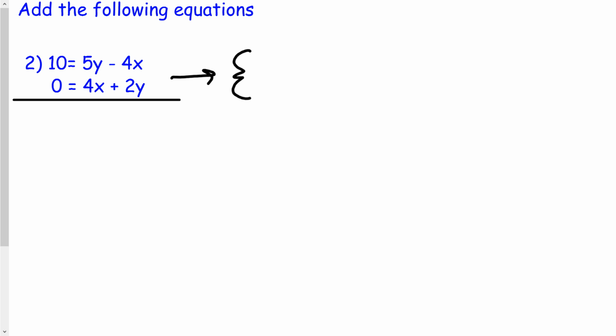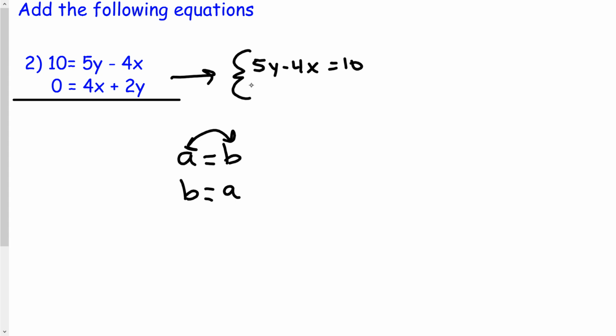I'm going to just rewrite these really quickly. I'm going to use a property I've taught you guys in class. If A equals B, then what does B equal? Well, then B equals A. So basically I can just switch the sides of the equal sign and that's it. So this says 10 equals 5y minus 4x. I can also say that means 5y minus 4x equals 10. Same thing with the bottom one here: 4x plus 2y equals 0.